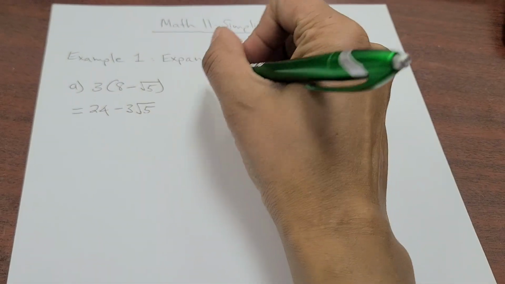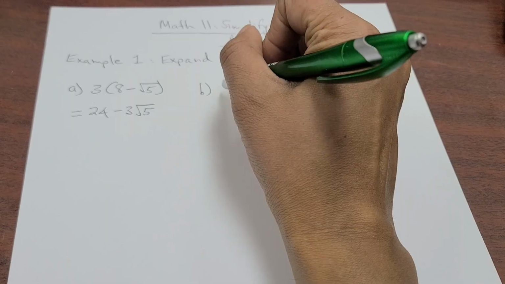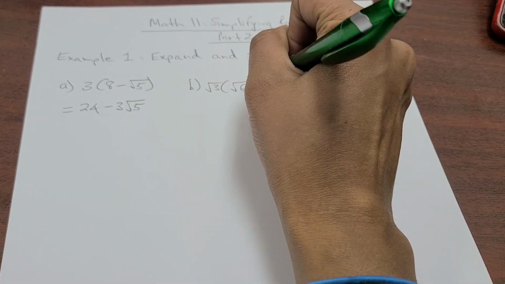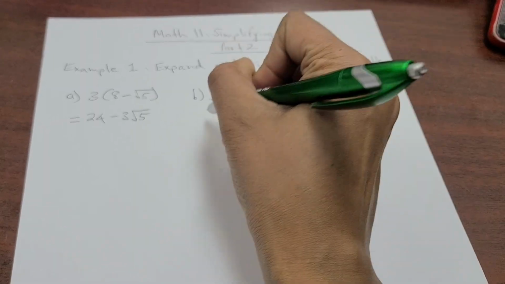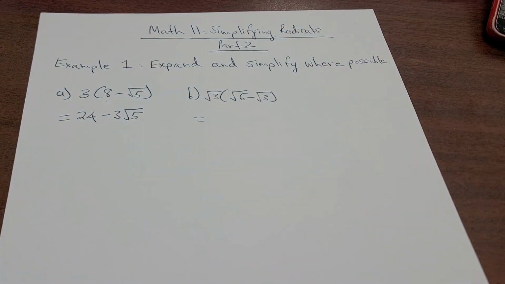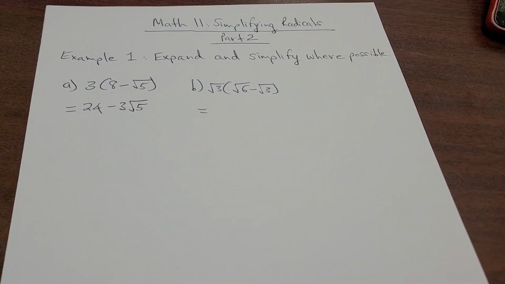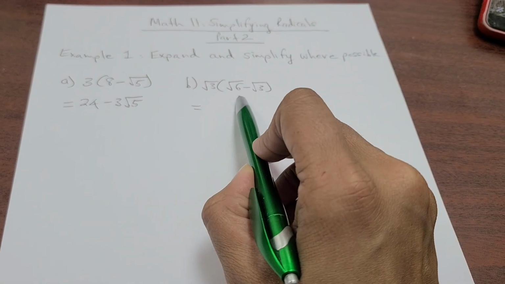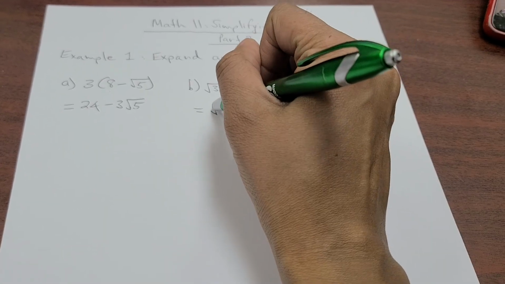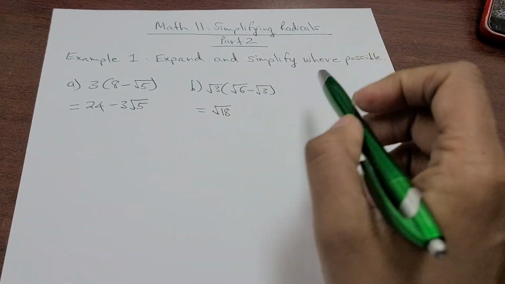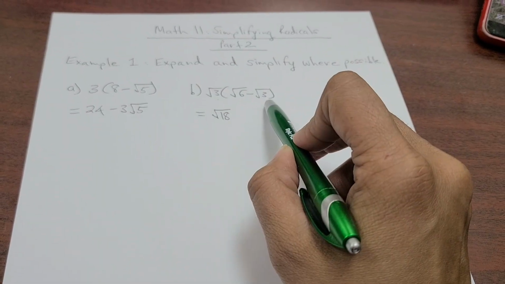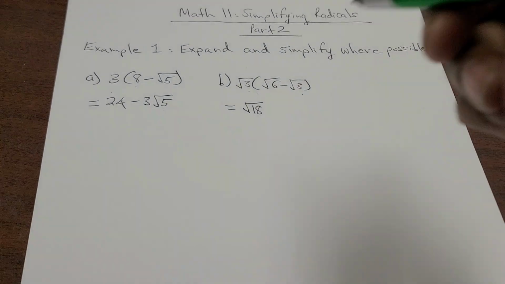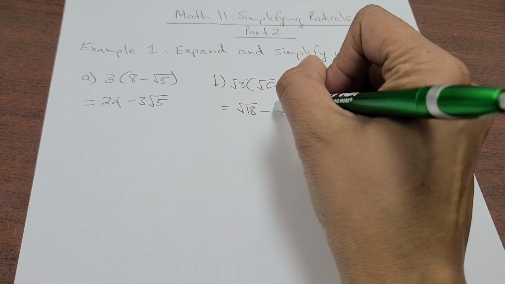Okay, let's try one more question. B says root 3 times (root 6 minus root 3). Okay, so in the same manner, I'm going to open up the brackets. So this time you're doing root 3 times root 6. This is square root 18. Then you're doing root 3 times root 3. And when you do that, basically the root 3 is going to cancel out. So it's going to be minus 3.